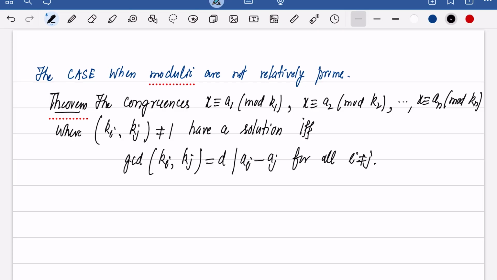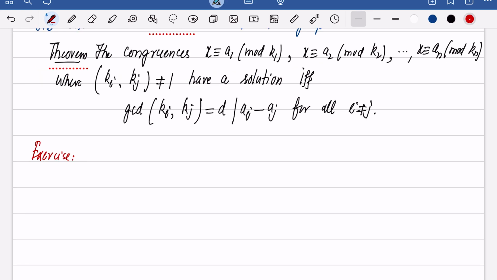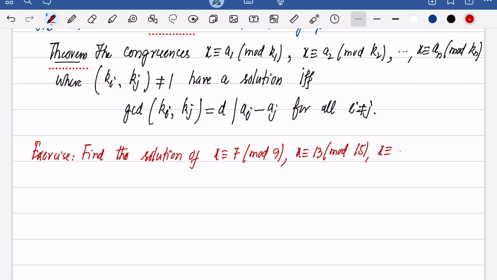Now if the GCD of ki and kj is equal to 1, then it will always divide ai minus aj. So we only need to check the case where GCD of ki and kj is not equal to 1. Now let's take up an exercise and see how we apply these. Find the solution of x congruent to 7 mod 9, x congruent to 13 mod 15, x congruent to 4 mod 21. Now let's find the solution of this kind of congruence where the moduli are 9, 15 and 21. Obviously they are not relatively prime.